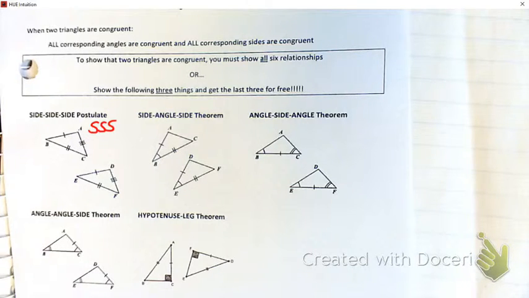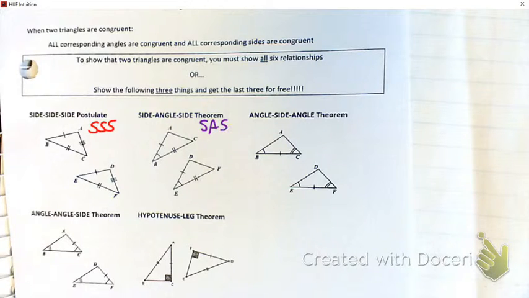What the side, side, side says is that if 3 sides of one triangle are congruent to these 3 sides of the other triangle, then the triangle is congruent. If the sides are congruent, the angles are congruent. And so the whole triangles must be congruent. Okay? Make sense?